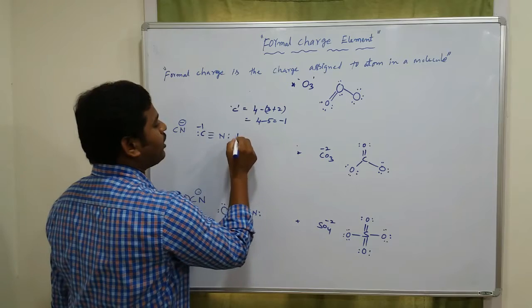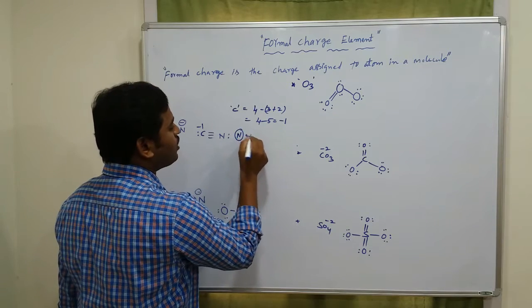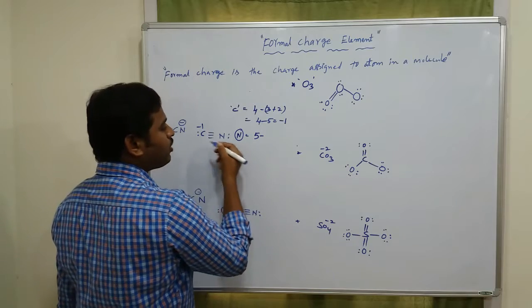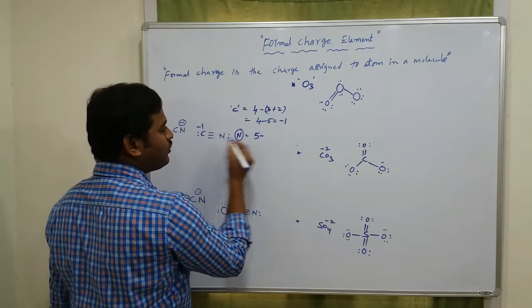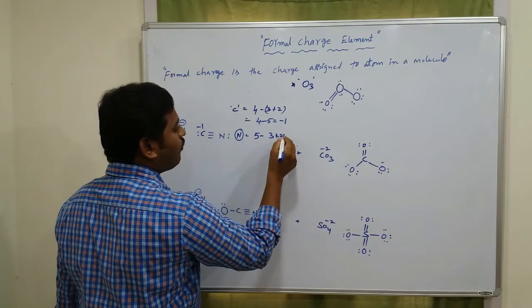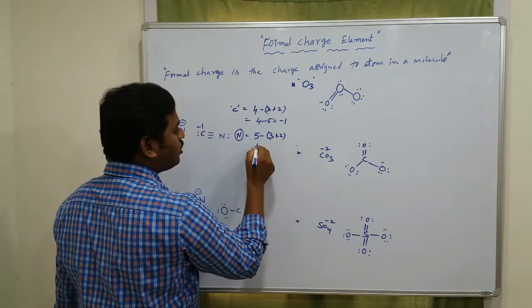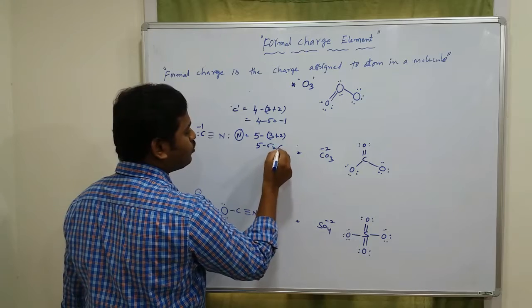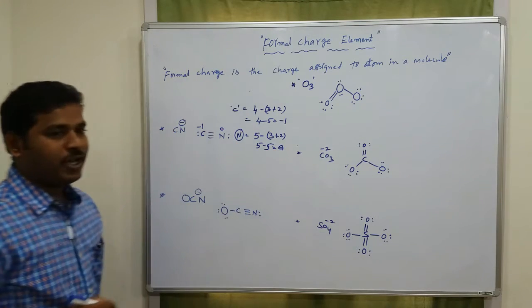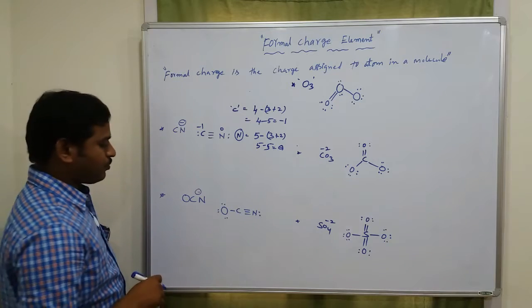Coming to the nitrogen atom, its group number, or valence electron, is 5. Around the nitrogen atom it has here 3 bonds, plus it has 1 pair of electrons, 2 dots. So 5 minus 5 equals 0. So on the nitrogen atom the formal charge is 0.